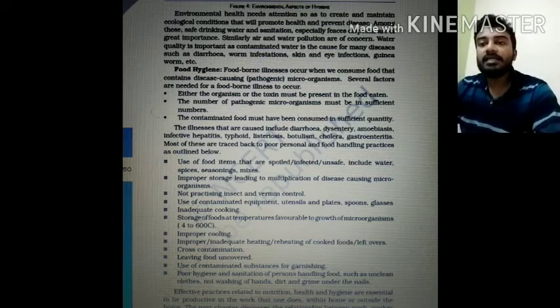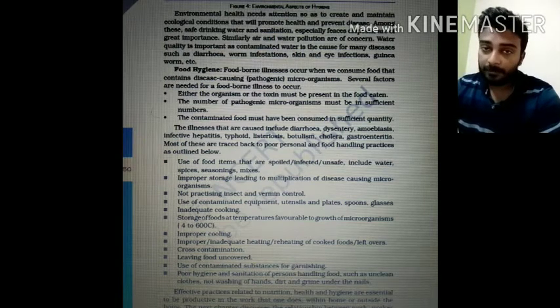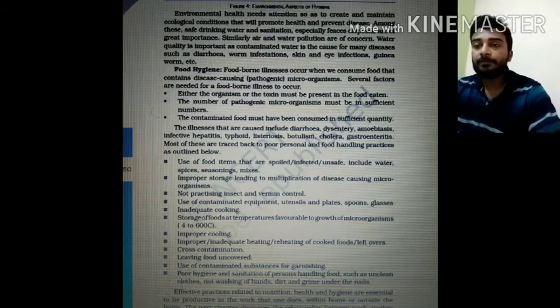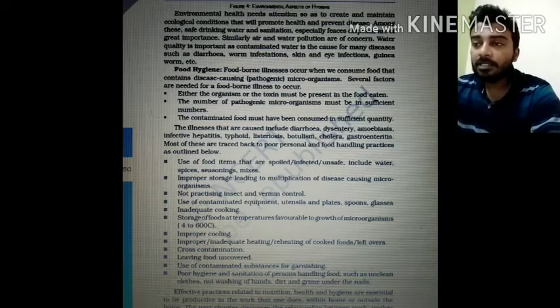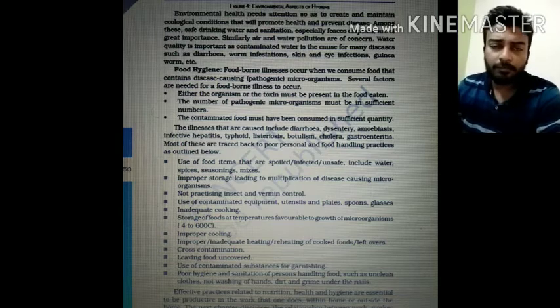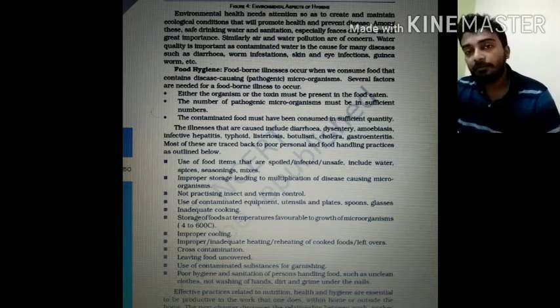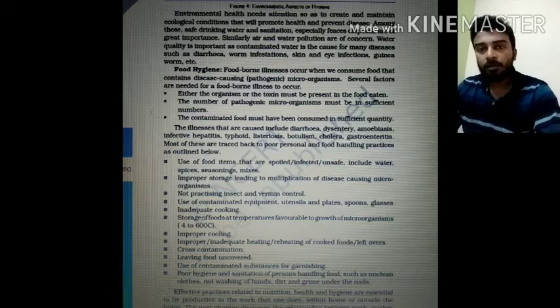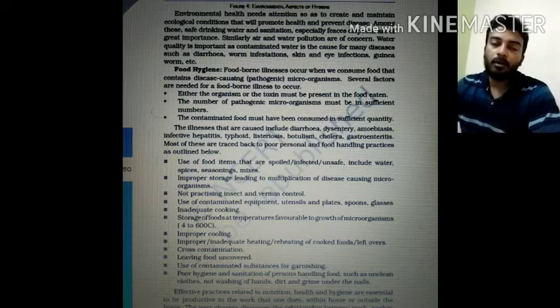Number one is either the organism or the toxin must be present in the food eaten. This is a very common factor. Number two is the pathogenic microorganisms must be in sufficient numbers. It is not like in the food that you are consuming, some amount of microorganisms can cause the food to be toxic. That is, the pathogenic microorganisms present in your food should be in sufficient amount to make that food toxic and for that foodborne illness to occur.